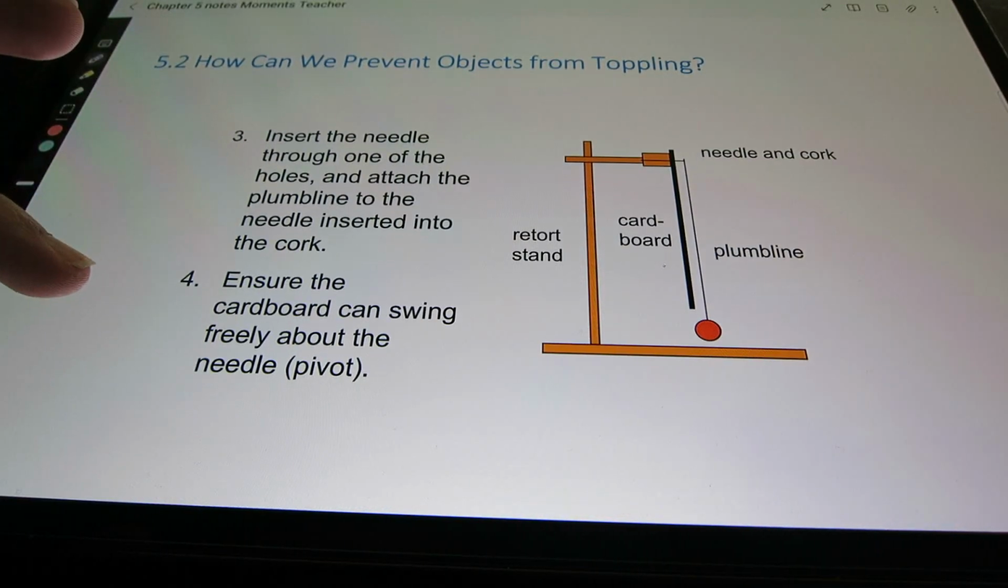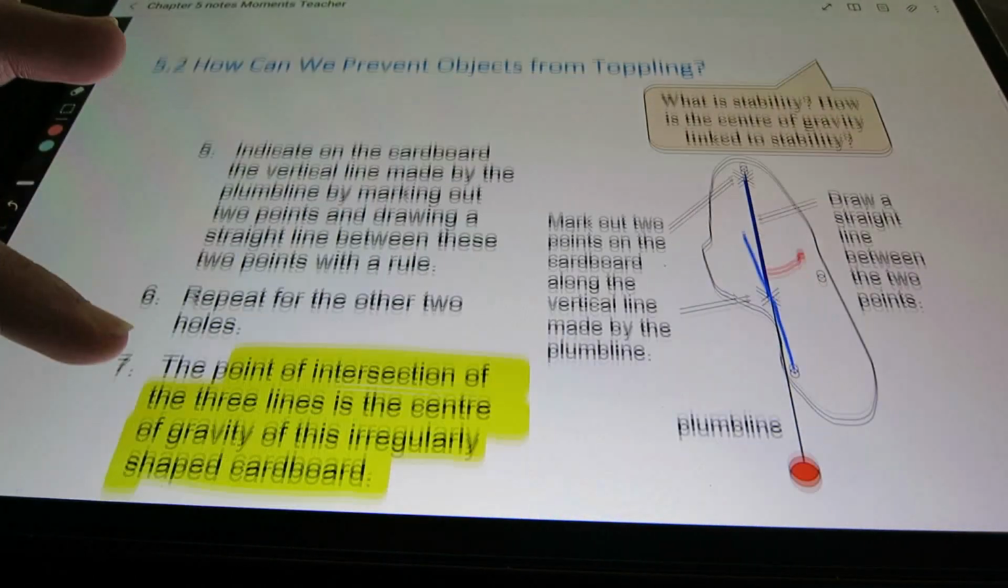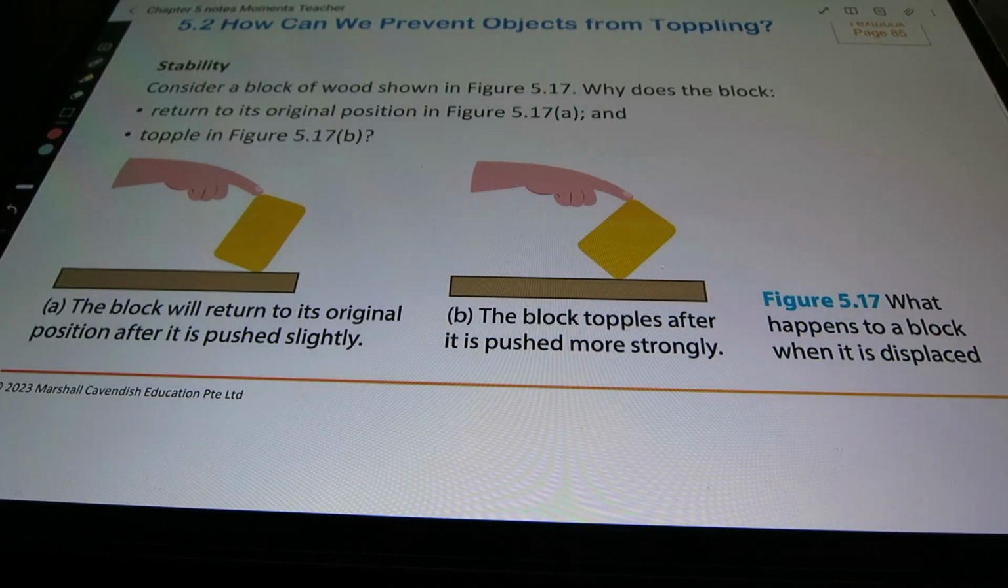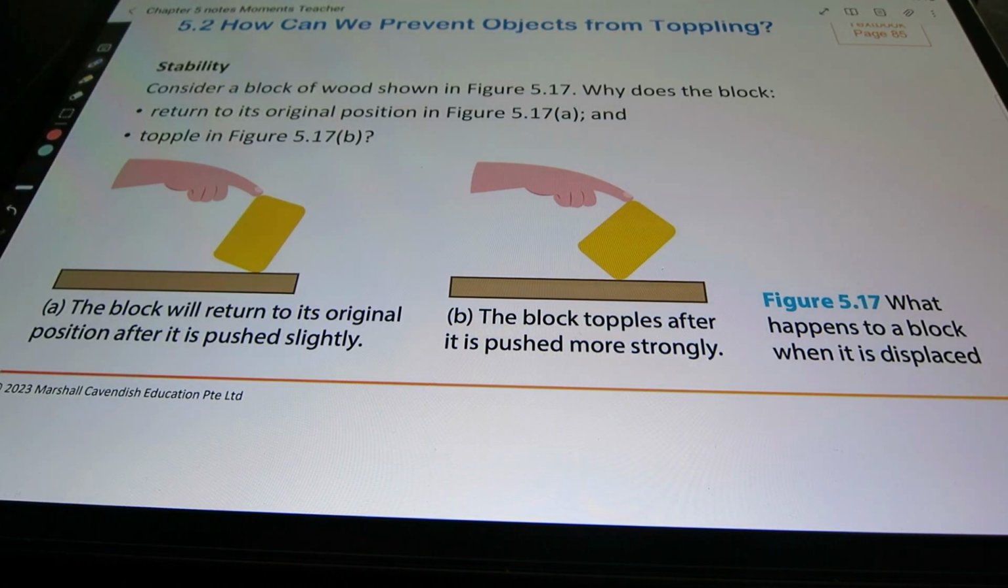Alright, so you can have a look here. This is what you would do. Hang the plumb line and you will have this center of gravity. Now, what is all this talk about center of gravity for, and why is it important?